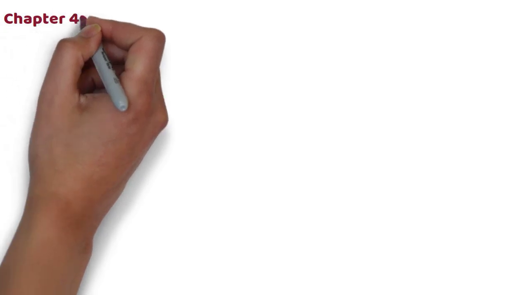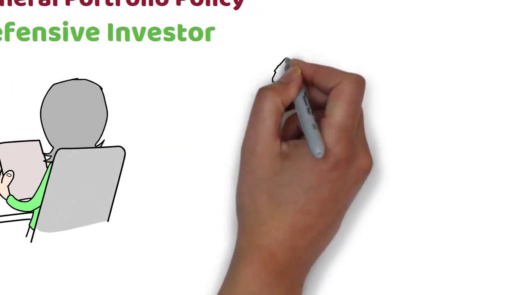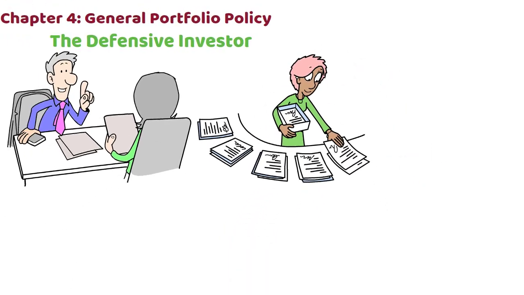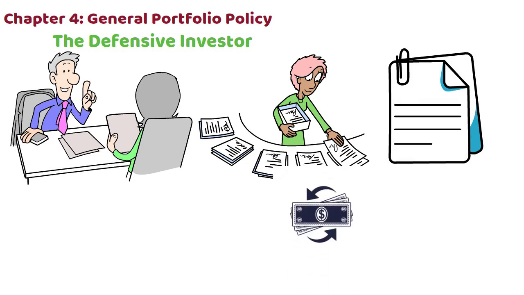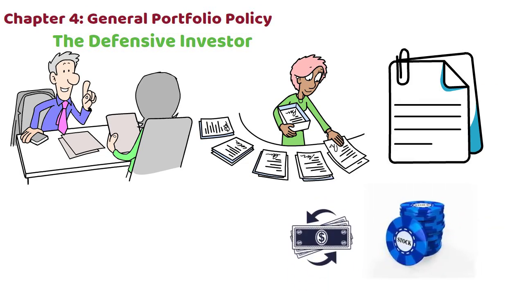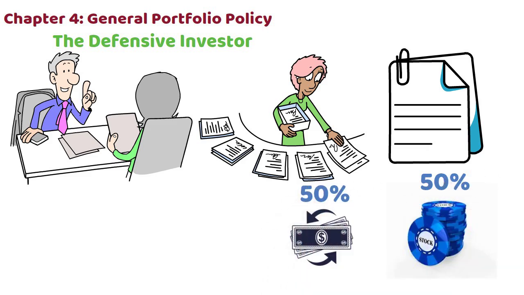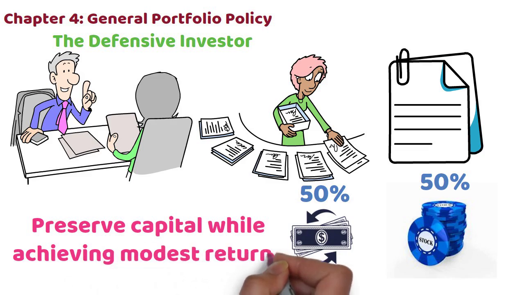Chapter 4: General Portfolio Policy. The Defensive Investor. Graham introduces the concept of the defensive investor, someone who prioritizes safety and a hands-off approach to managing their portfolio. He recommends that defensive investors maintain a balanced portfolio of high-quality bonds and blue-chip stocks with a suggested allocation of 50% stocks and 50% bonds. The goal is to preserve capital while achieving modest returns.